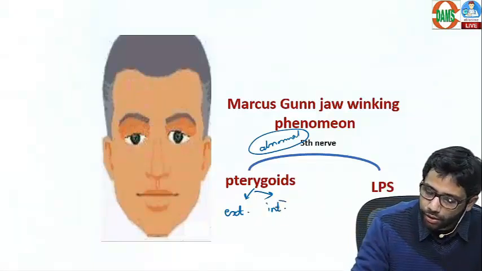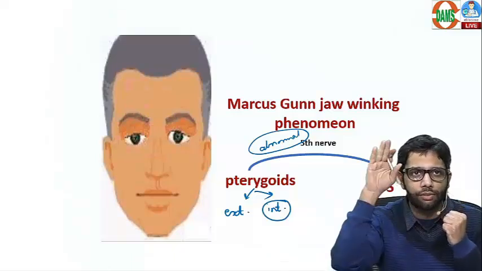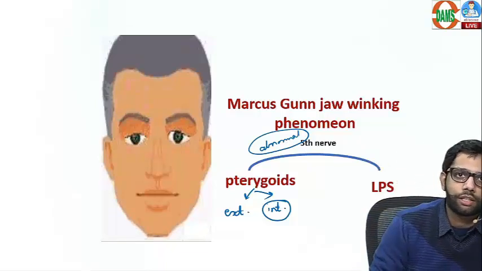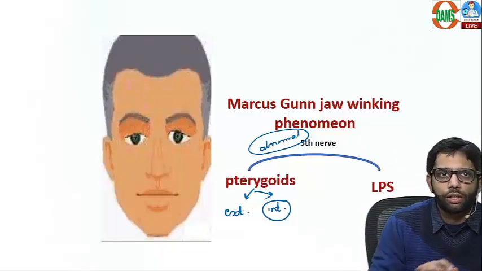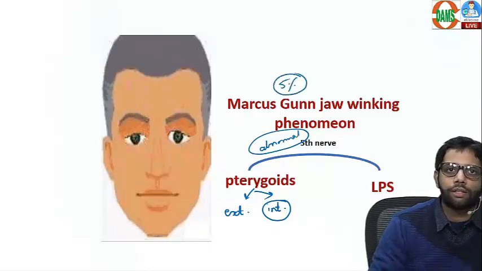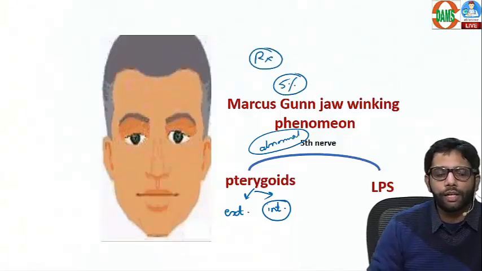It can be due to the internal pterygoids also. Internal pterygoid involvement is rare. Clenching the teeth, if the eyelid goes up and down, that is a rare thing, but it can be a cause of Marcus Gunn phenomenon. Of all congenital ptosis, 5% are Marcus Gunn jaw winking phenomenon. And how do you treat the patient?